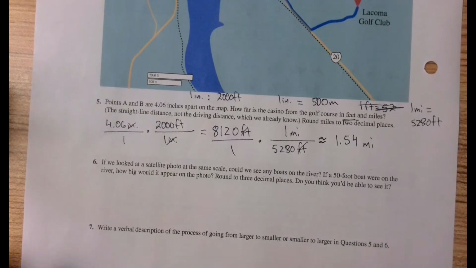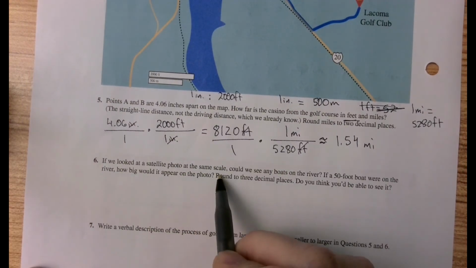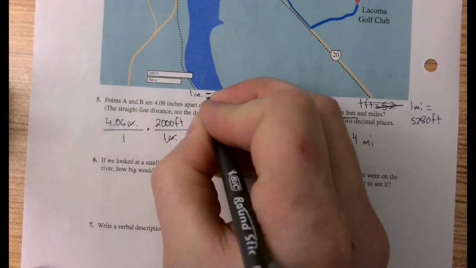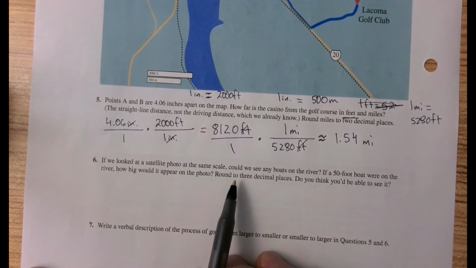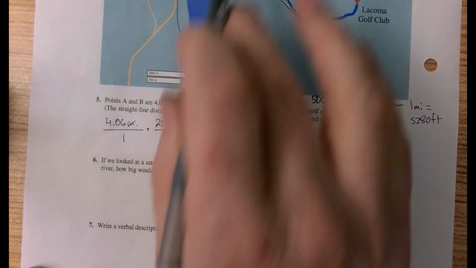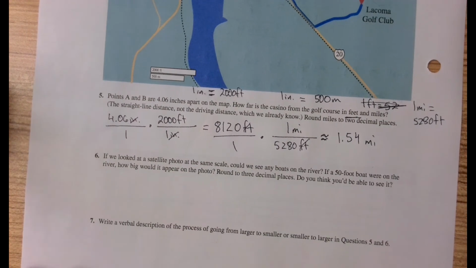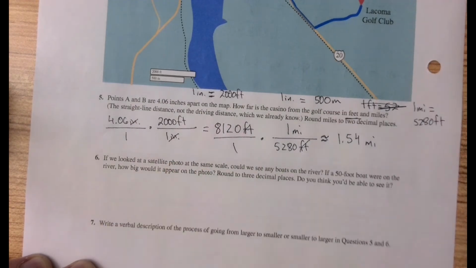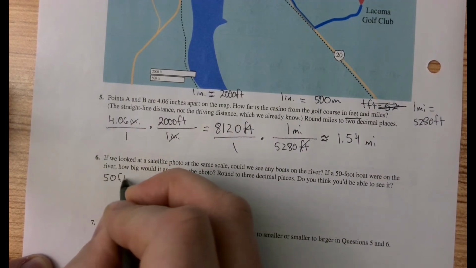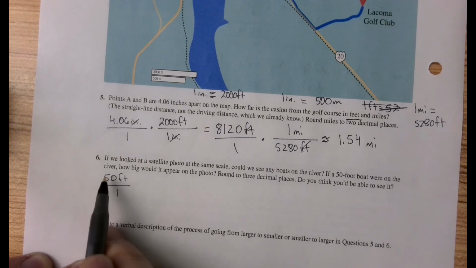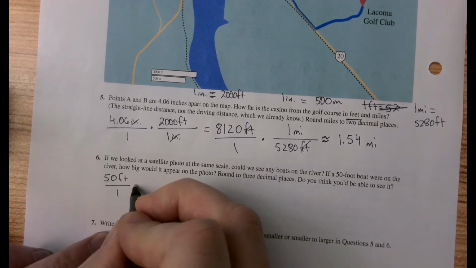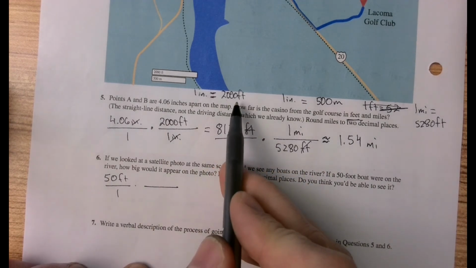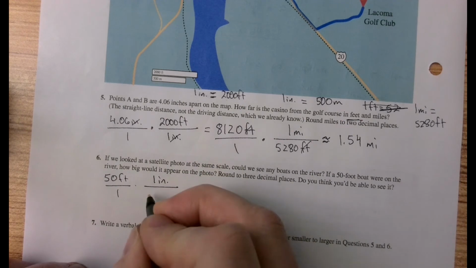So number 6, it says, we look at a satellite photo at the same scale, meaning 1 inch to 2,000 feet or 1 inch to 500 meters, whichever we prefer to use, metric or standard. Could we see any boats on this river if we're actually looking at the satellite image? So we'll start with a 50-foot boat. What would its size be on this map? Notice we're going from big to small. So this is a large real-world view. So to get it into the small view, we have to divide by the scale factor. So how many inches is that going to show up on the map?